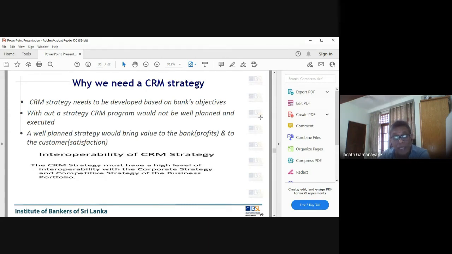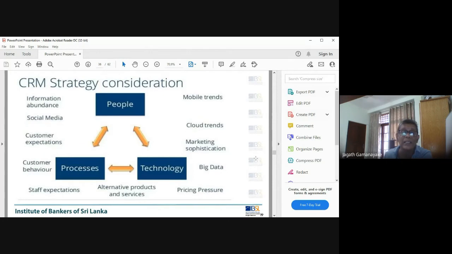Right? And that is what we call the interoperability of CRM strategy. Since we have other strategies, the CRM strategy blends with all the other strategies and supports achieving them. Right? I think you understood that. So a CRM strategy usually has three considerations. One is people, process and technology. People, process and technology.